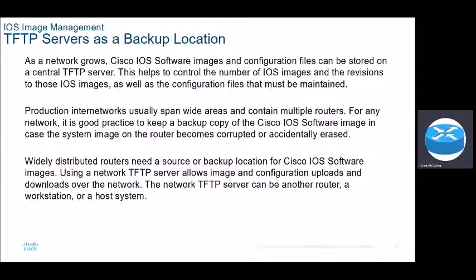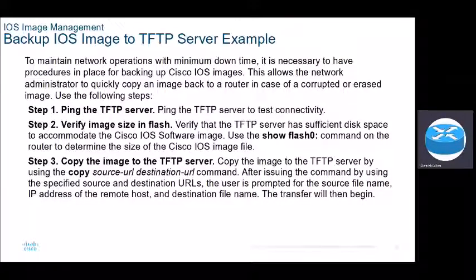We all make mistakes. Widely distributed routers need a source or backup location for the IOS software images. Using a network TFTP server allows image and configuration uploads and downloads over the network. The network TFTP server can be another router, or it can be a workstation or a host system. To maintain network operations with minimum downtime, it is necessary to have procedures in place for backing up IOS images. This allows the network administrators to quickly copy an image back to a router in case of a corrupted or erased image.